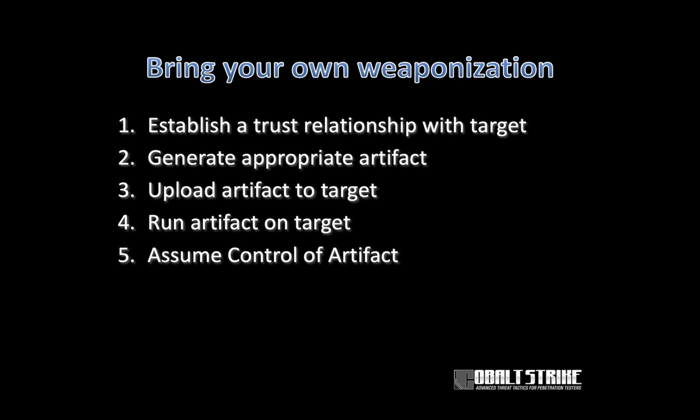How do you do lateral movement the manual way in Cobalt Strike? Well, first, establish a trust relationship with the target. That's everything we talked about with token stealing, make token, pass the hash, and Kerberos tickets. Pick what is going to work for your situation. Next, generate an artifact that you want to run on the target. Upload that artifact to your target, or put it somewhere that your target can reach, and then run that artifact on your target. The last step, assume control of your artifact.